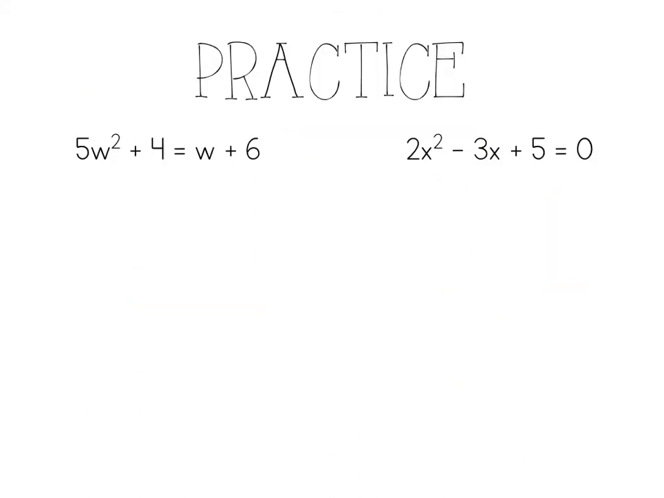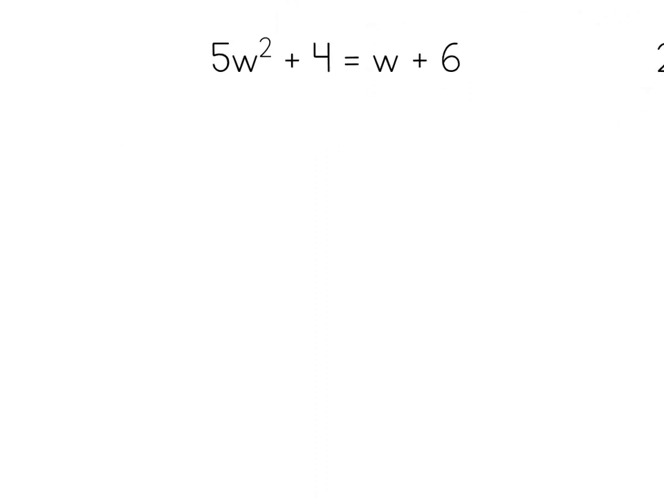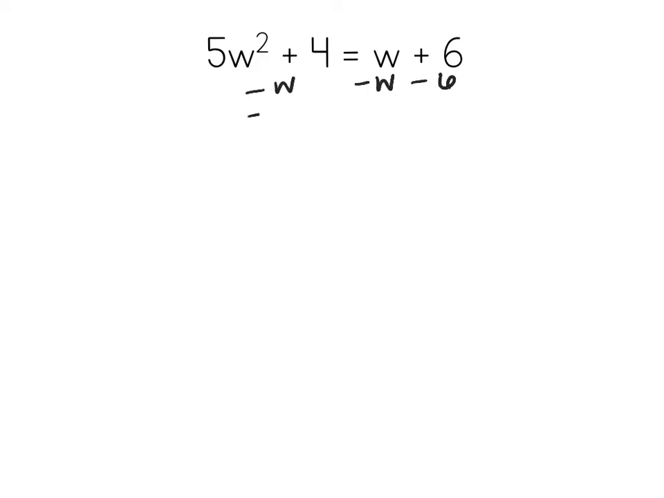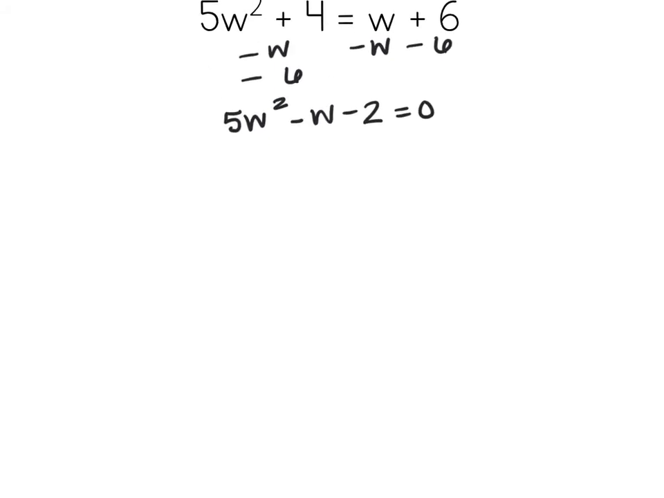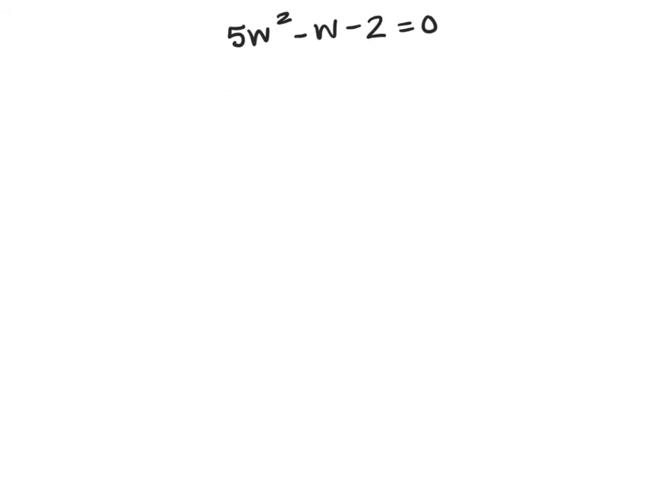Now I want you to practice these on your own, and then we'll go over them. Okay, so let's go over this one on the left. The first thing we're going to have to do is get this into regular quadratic form. So I'm going to subtract w and subtract 6. So this becomes 5w squared minus w minus 2 equals 0. So that's the new problem I'm working with.